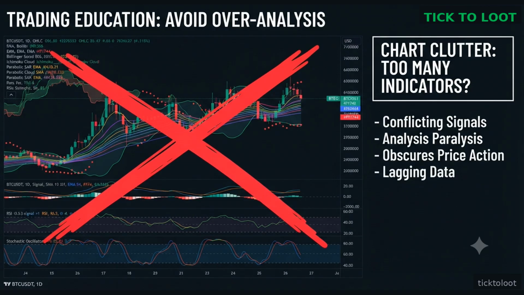Another way to determine if we have too many indicators is to apply the chart cleanliness rule. If we cannot clearly see the price action underneath our indicators, then we have too many indicators on our chart. This is like trying to read a book with too many notes and annotations. It's difficult to focus on the main message. In trading, this can lead to confusion and poor decision-making.